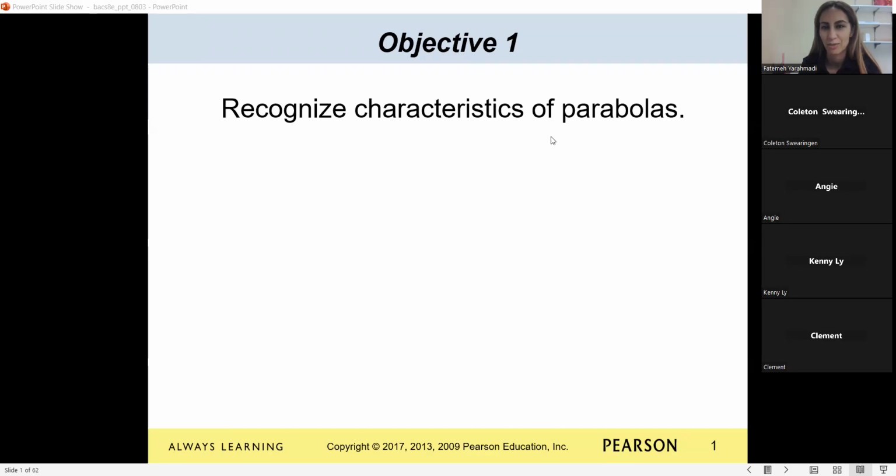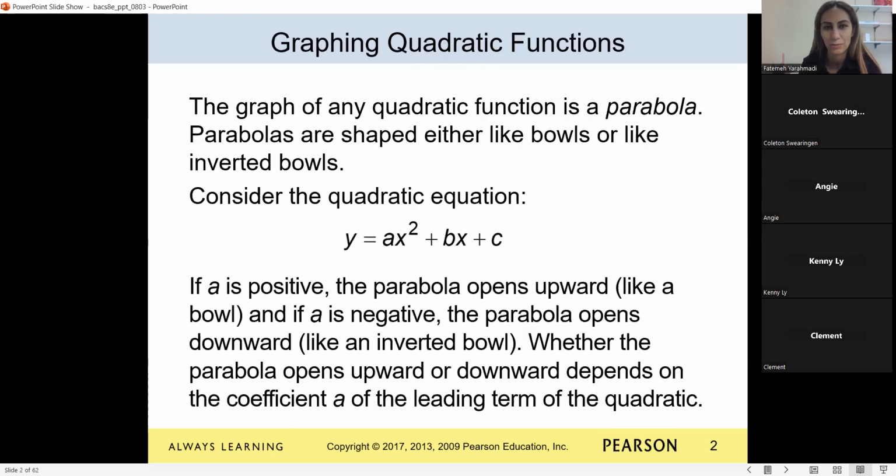We're going to talk about parabolas and the characteristics of parabolas. Graphing quadratic functions. First of all, when we're talking about the graph of a quadratic function, we call it a parabola. Parabolas are shaped either like bowls or like inverted bowls.